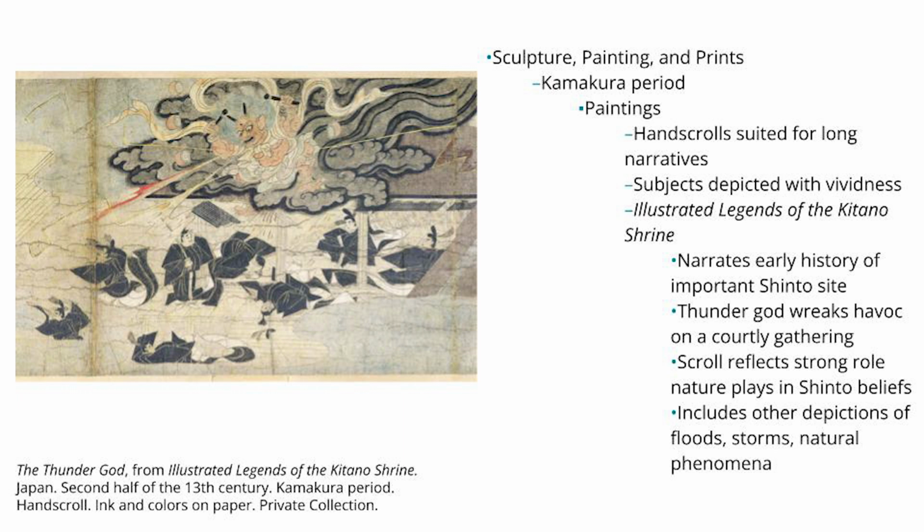Here is an example. This is the illustrated legends of the Kitano Shrine, and it narrates the early history of an important Shinto site. And this specific moment that it's narrating is when a thunder god wreaked havoc on a courtly gathering. The scroll reflects the strong role that nature plays in Shinto beliefs, and other parts of it include other depictions of floods, storms, and other natural phenomena.